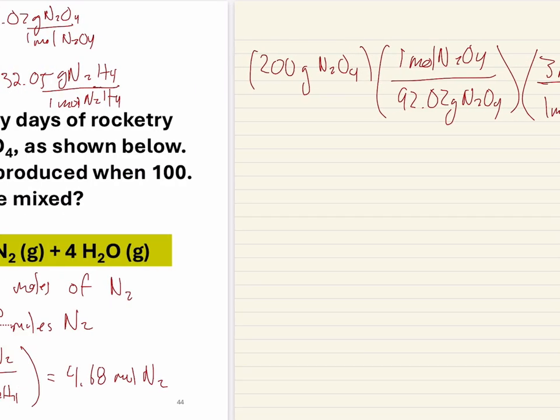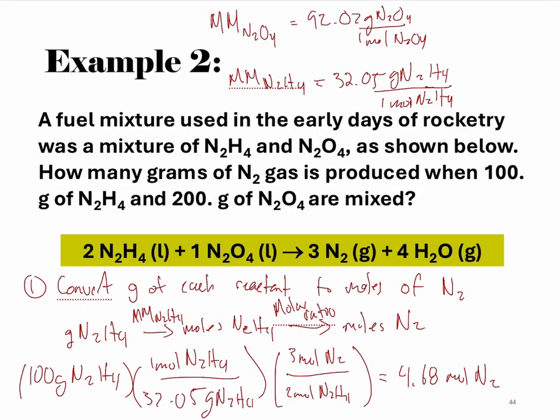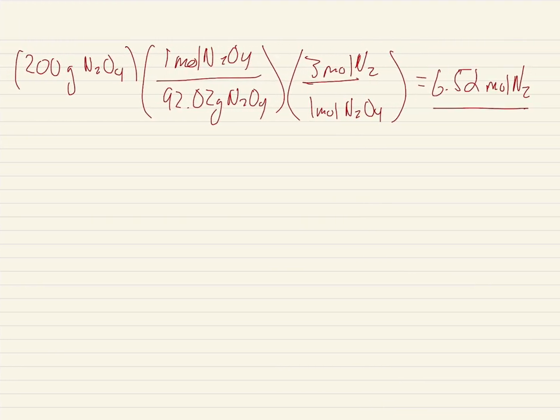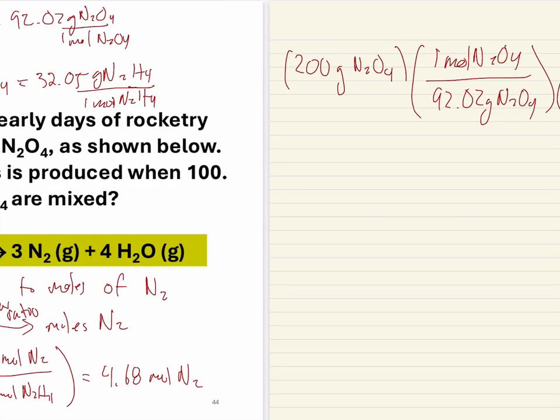Okay, so for the first step, we calculate the theoretical amount of moles from each reactant. Here we did it for dinitrogen tetrahydride, and we used the molar mass and the molar ratio to convert to moles of N2. We make 4.68 moles of nitrogen gas. We do the same thing for nitrous oxide, and for 200 grams, we use the molar mass of nitrous oxide to convert that to moles, and then the molar ratio to convert that to moles of nitrogen gas. We get 6.52.